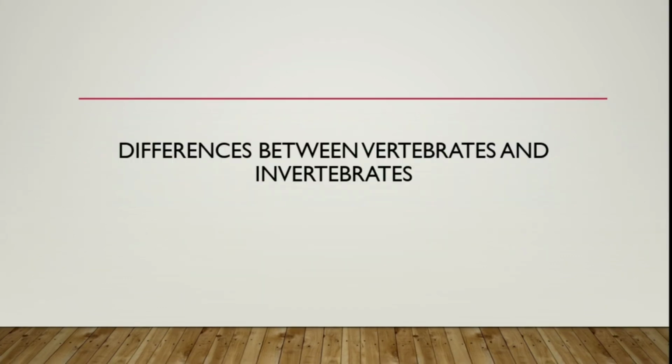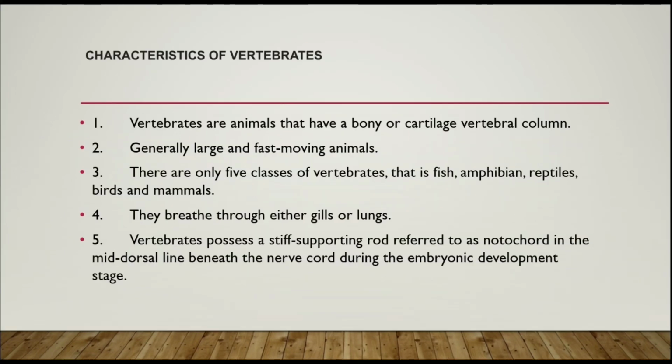Let's move forward to the differences between vertebrates and invertebrates. Characteristics of vertebrates. Vertebrates are animals that have a bony or cartilage vertebral, or yung sinasabi nga natin kanina na may backbone. Number 2 is they are large animals and fast moving. Ang vertebrates ay mayroong 5 classes which are the fish, amphibians, reptiles, birds, and mammals. And then they breathe through their gills or hasang and lungs.